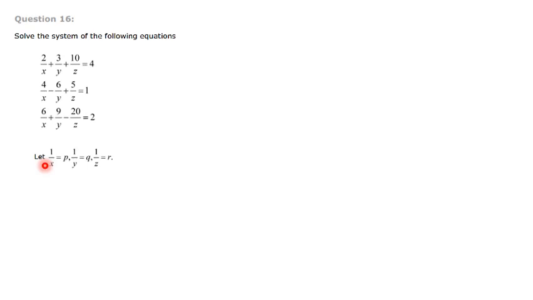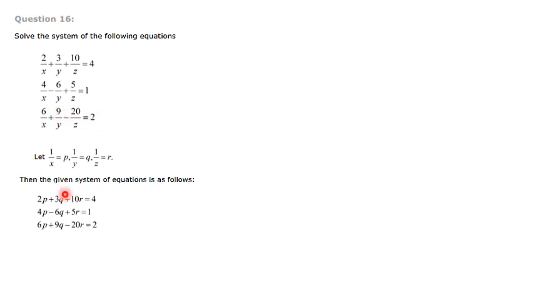Here, let's take 1/x as p, 1/y as q, 1/z as r. So the given equation will change as 2p + 3q + 10r = 4. The second equation will change as 4p - 6q + 5r = 1. And the third equation will come as 6p + 9q - 20r = 2.